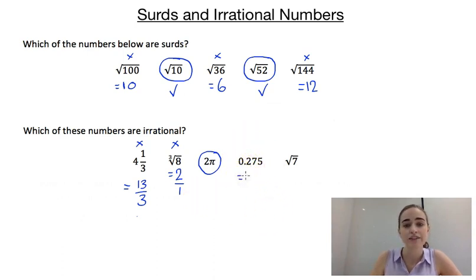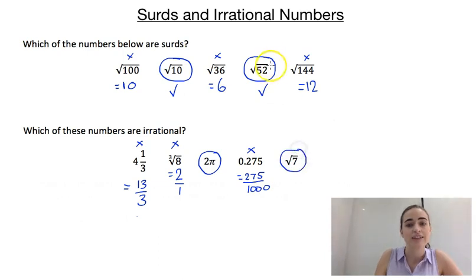0.275, we could write that as a fraction as 275 over 1,000. We could simplify that fraction, but the fact that it can be written as a fraction at all means it is a rational number, not irrational. And our last one is the square root of 7. If you put that in your calculator, because it's a surd, it's going to come out like these ones did up here, and it's going to give you an ongoing decimal. So this one is an irrational number as well. So that's having a look at surds and irrational numbers.